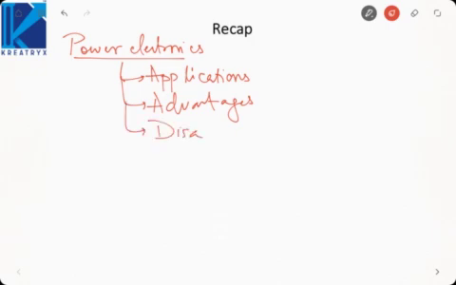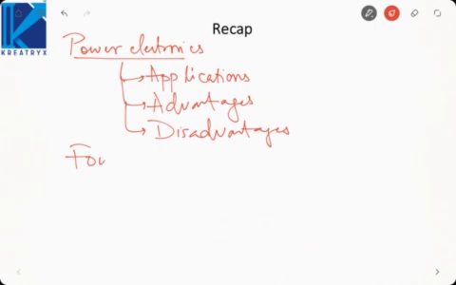Hi guys, in the last lecture we started with power electronics. We saw what power electronics is, and what its applications are with respect to machines, power systems, transportation, and renewable energy sources. Then we saw the advantages, in which the biggest advantage with power electronics was its high efficiency of conversion. Then we saw the disadvantages, in which the biggest disadvantage was the harmonics introduced by the power electronic converters.